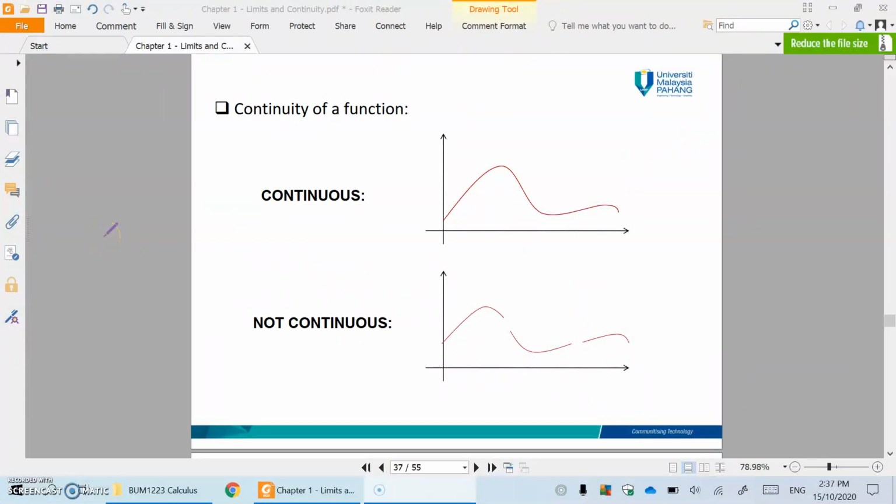Continuity of a function. Two figures here show the comparison between the continuous function and the not continuous function. For the continuous function, as we can see, the graph is sketched without lifting a pencil or pen. Meanwhile, for the not continuous function, the graph is broken, which means that it is not smooth.